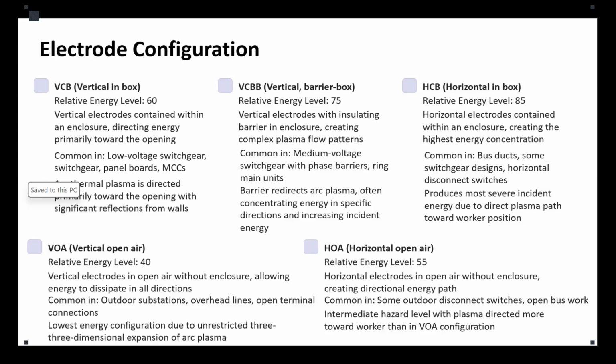Enclosure walls reflect the energy directly toward the operator, okay, with minimal loss to side walls or rear surfaces. Normally, this configuration uses bus stock enclosures, horizontal disconnect compartments, or horizontal cable terminations inside the gear. So this is the worst case geometry, and you have to always expect high incident energy and consider remote operation or arc resistant gear.